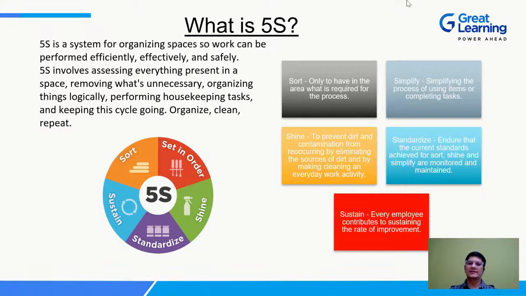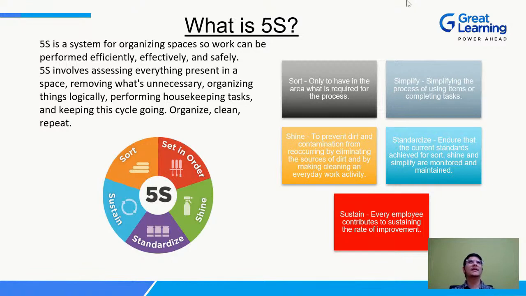The 5S consists of sort, set in order, shine, standardize, and sustain. Sort essentially means what is required in the process to perform the day-to-day activity. Simplified, this is essentially what are the tools, techniques, or processes that I use to complete a task. Shine means that in order to complete sort and simplify, we need to ensure that the process is simple, clean, and ensuring the recurring activity, for example, removing sources of dust, cleaning, or everyday working activity. Standardize: ensure the current standards achieved for sort, shine, and simplify are monitored and maintained. And sustain is essentially every employee contributes to sustaining the rate of improvement.